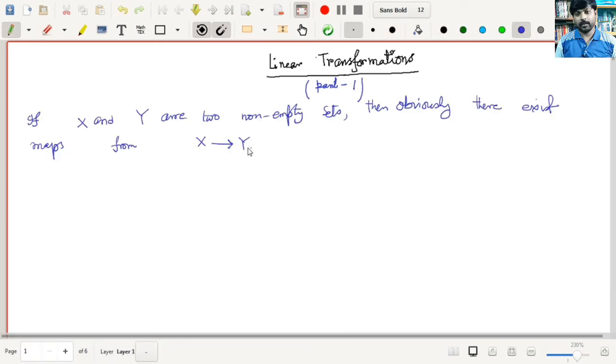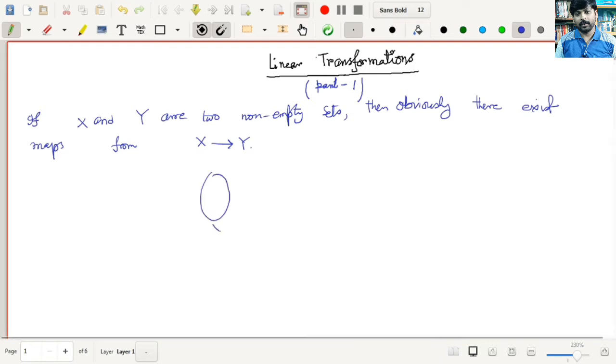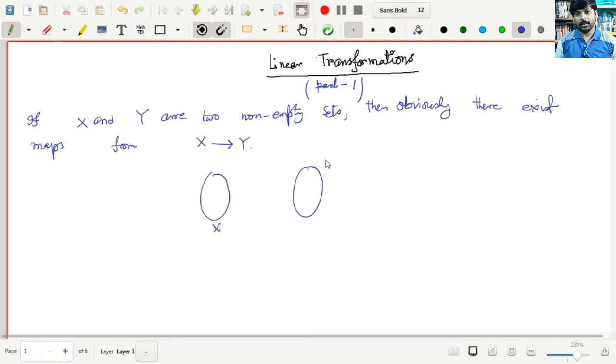If X and Y are two non-empty sets, then obviously we can construct maps from X to Y. For example, we can easily construct a constant map. So if this is a set X and this is the set Y, there is a constant map from X to Y, that is, all elements of X go to some constant of Y. So easily we can construct a map from X to Y.